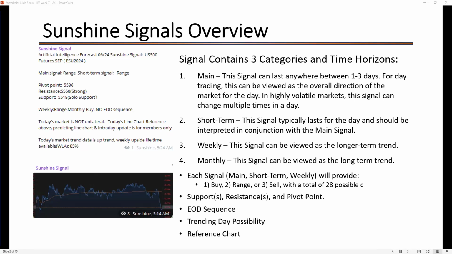In addition, every morning before the market opens, Sunshine Signals will provide supports, resistances, and a pivot point, which acts as the bull-bear line for the day. Sometimes an end of the day sequence will be provided, but not always. And if a trending day is detected, it will show as unilateral. And if it's not, it will show as not unilateral.